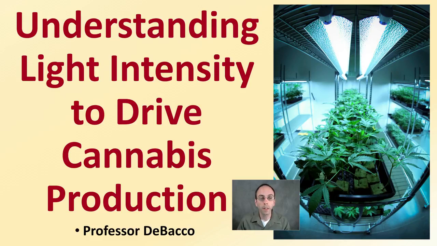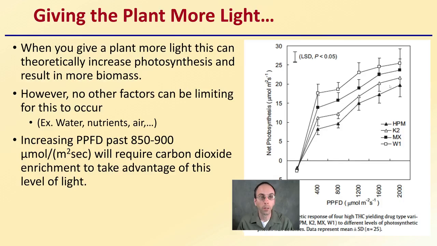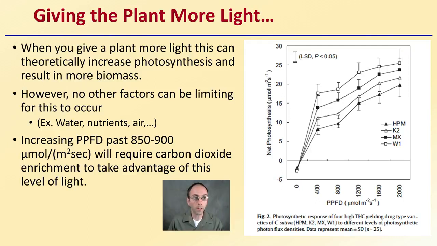Alright, let's see how light intensity plays a role with cannabis production. Well, first off, giving the plant more light, you would think, would naturally always be better. And when you give the plant more light, this can theoretically increase photosynthesis and result in more biomass. However, no other factors can be limiting for this to occur. Those other factors can include water, nutrients, air, carbon dioxide, and a few other things.